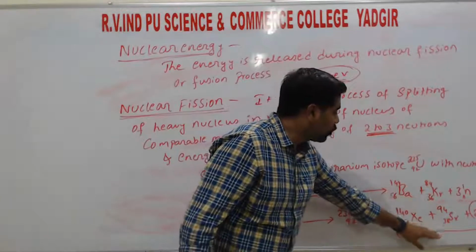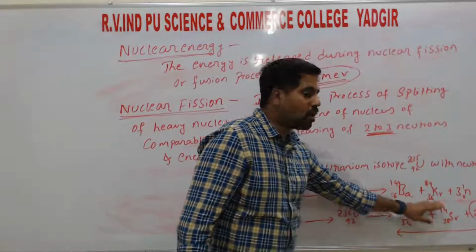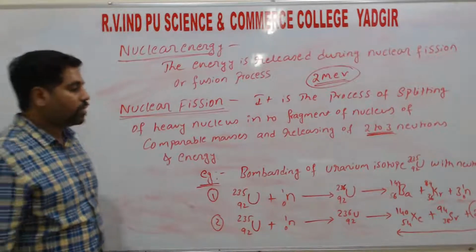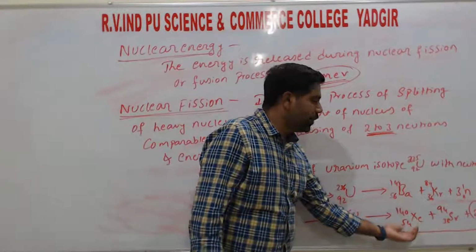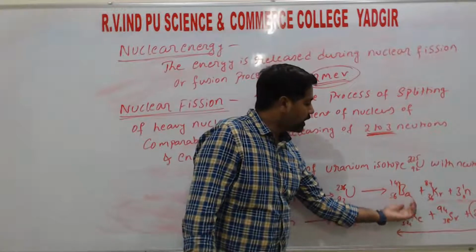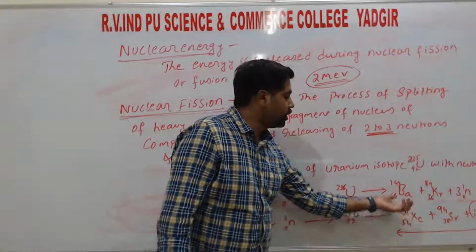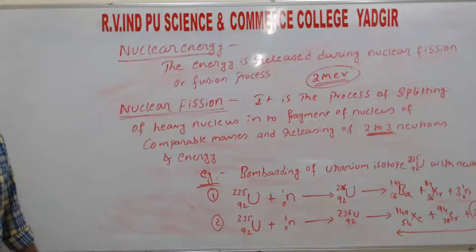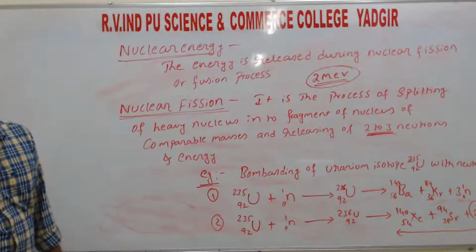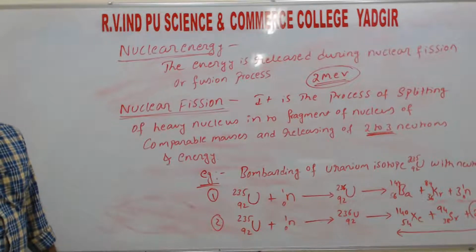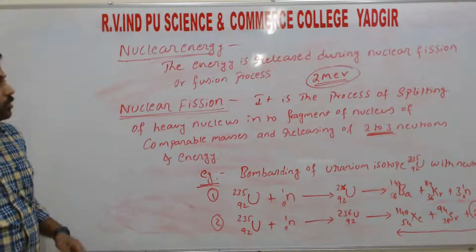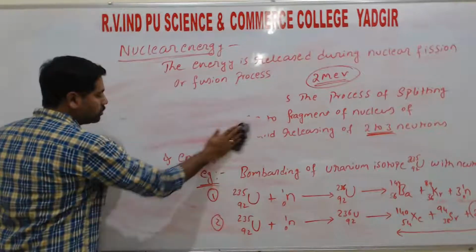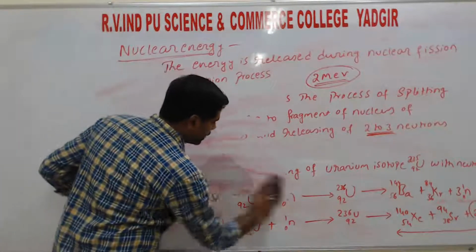So these end products, these fragments, are radioactive in nature, right? For that reason they undergo beta decay, and then the nucleus attains stability. So next, this is about nuclear fission. So we have the nuclear reactor.